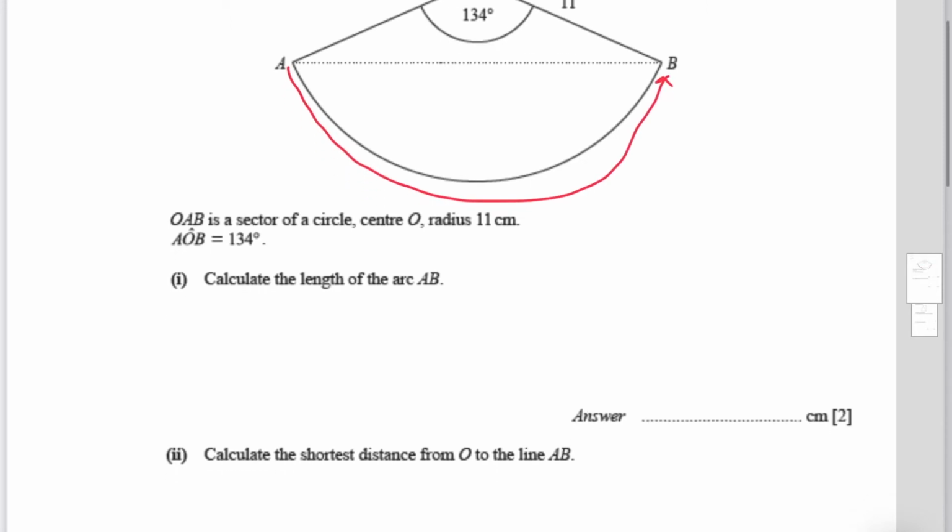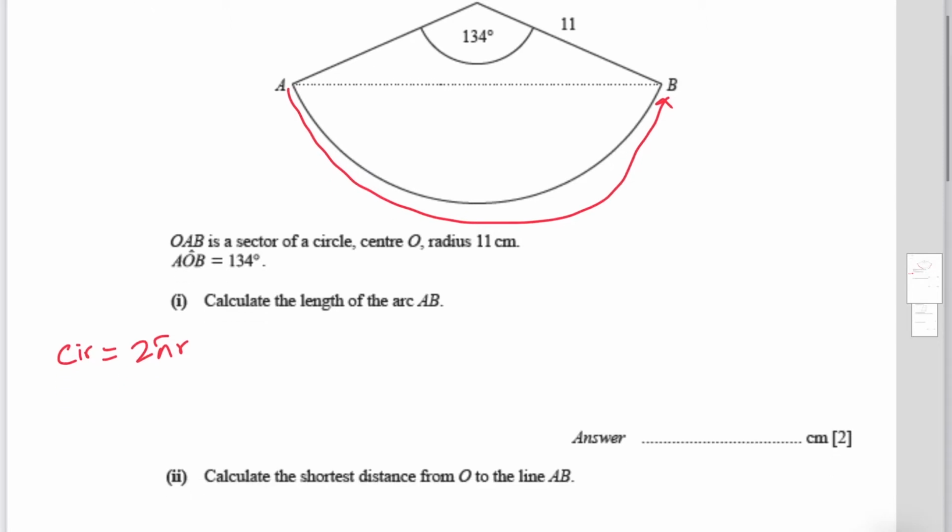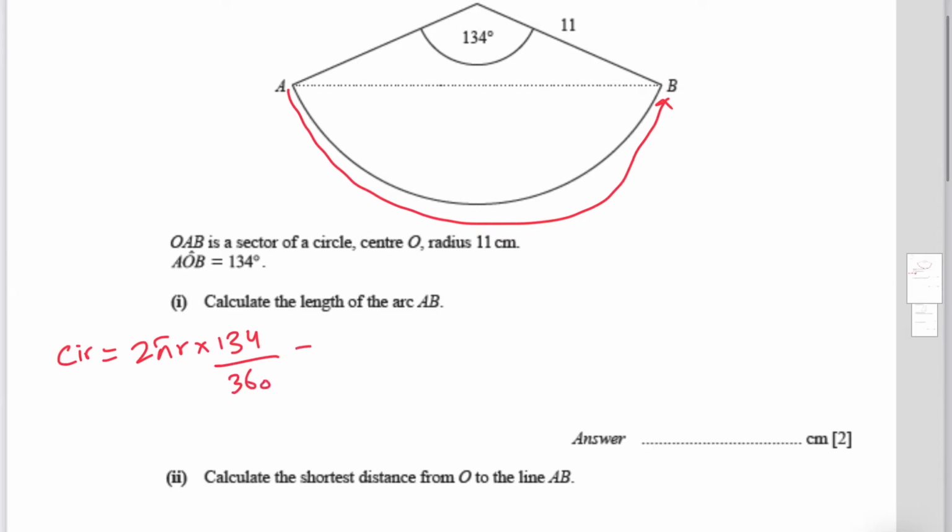So the formula for the length of the circumference, I just write CIR, is 2 pi r. But since this is not the entire circle and we just need part of this circle, which represents 134 degrees, we multiply this by 134 over 360. So let's plug in the values and find out the arc length. So 2 times 3.142 times 11 times 134 over 360.